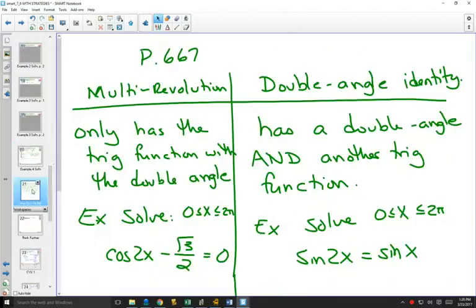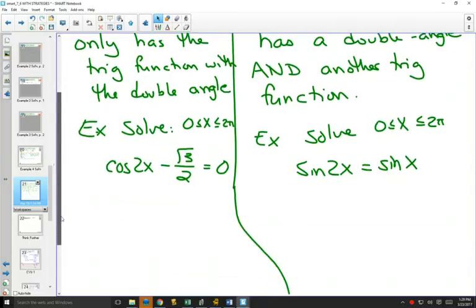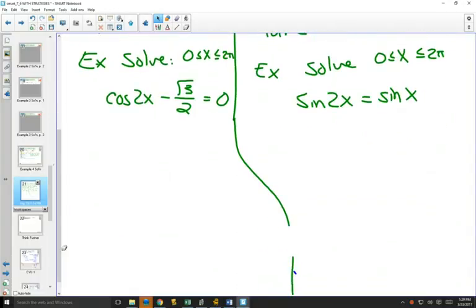So if you have a double angle in a solve question, you can either solve it with your identities or as a multi-revolution question. The way to determine which is which: the multi-revolution, which we've already done before, is when the only trig function you have in that equation is the double angle, like this example on the left, cos 2x equals root 3 over 2. See how that just has cos with the double angle, no other cos, no other sine, no other functions.